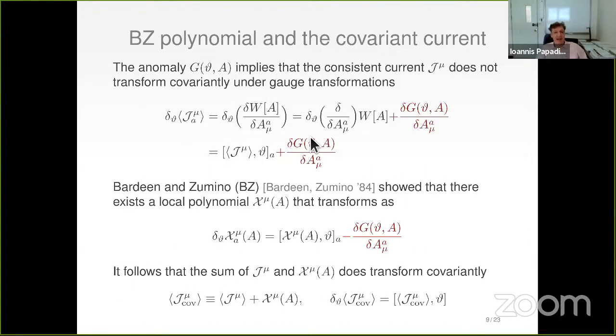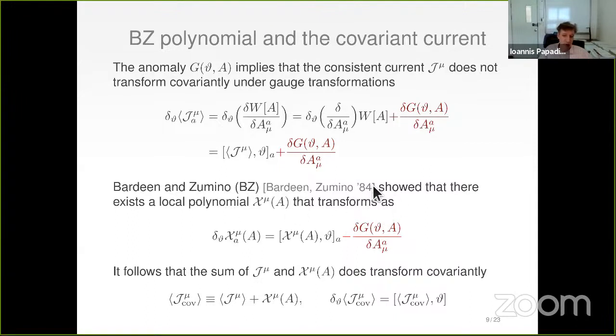And the final ingredient I want to introduce, which should be familiar to most in the audience, is what is known as the Bardeen-Zumino polynomial. It is based on the observation that this consistent current that we defined earlier is not covariant under gauge transformation. In particular, you can compute its gauge transformation, and you find that there is this covariant term here, but also, due to the anomaly, there is this inhomogeneous term as well.